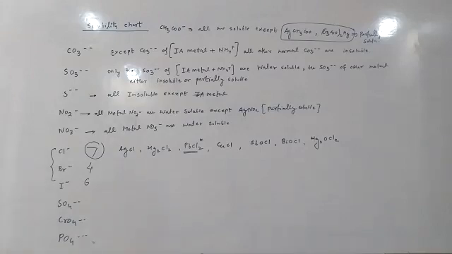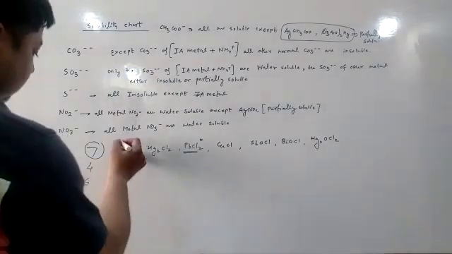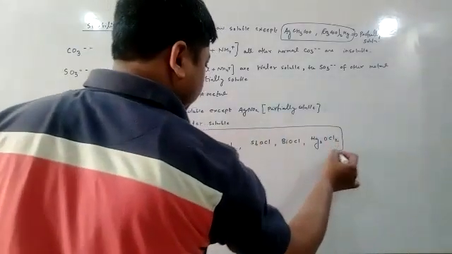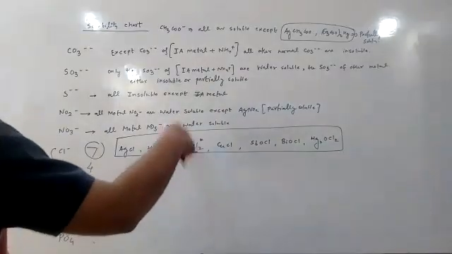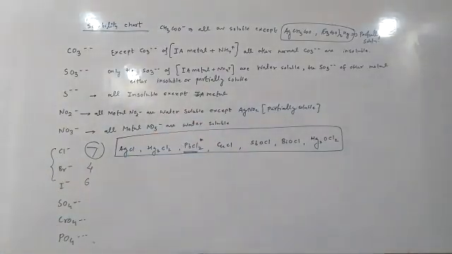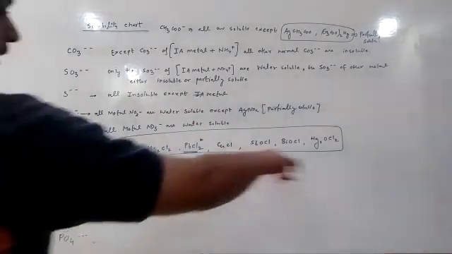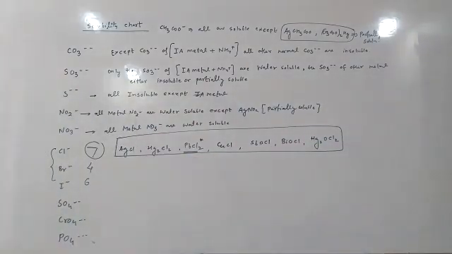Most of the chlorides are water soluble. PbCl2 is insoluble in cold water, and in boiling water it is soluble. Hg2Cl2, AgCl, CuCl, BiOCl, SbOCl, and Hg2OCl2 are insoluble in water. So basically these are 7 insoluble, 6 are completely insoluble, and 1 is soluble in hot water. That's why I mentioned 7, because these are 7 chlorides. Got it?